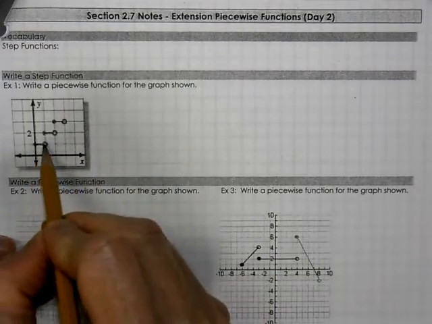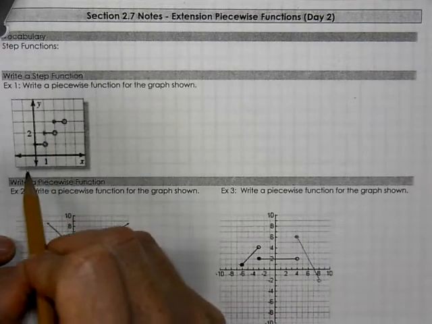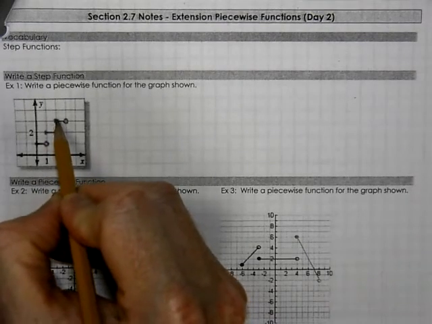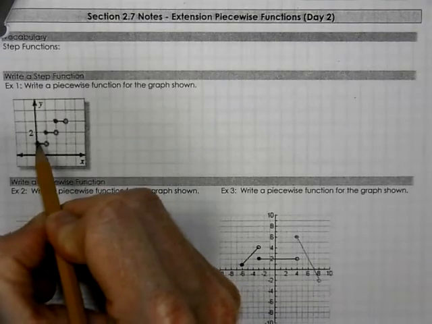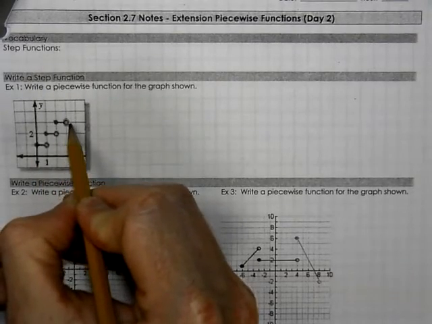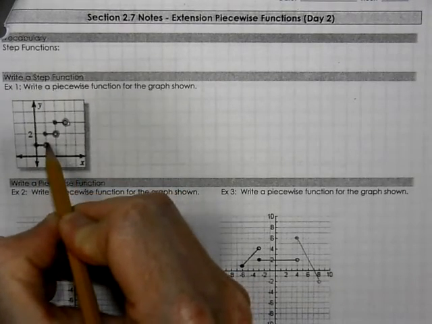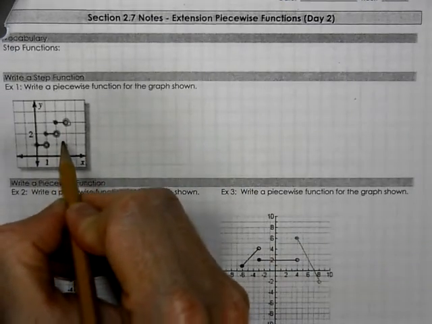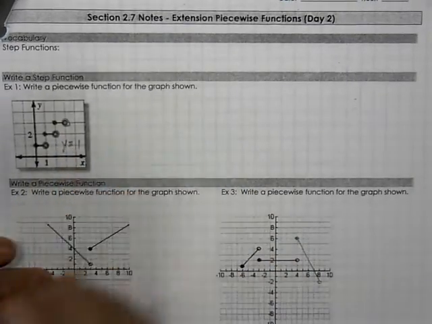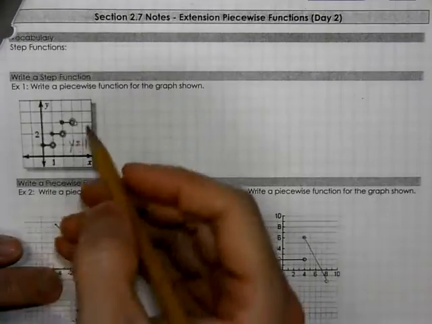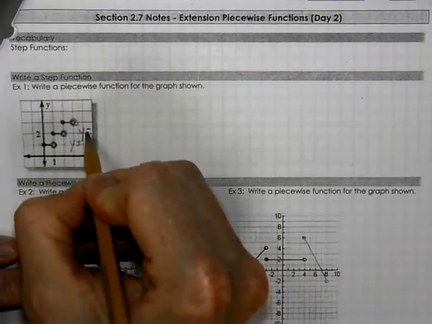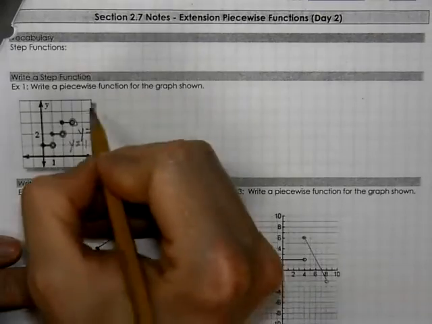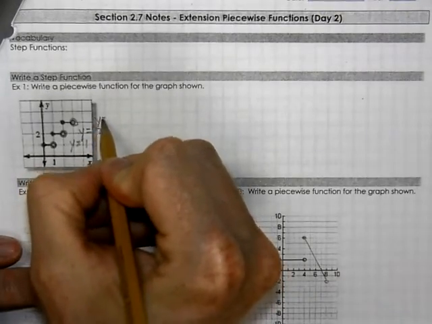We notice that these are segments. May not be clear, but we have a solid dot, and then we have open circles. So this line here would be y equals 1. This one would be y equals 2. And this here would be y equals 3.